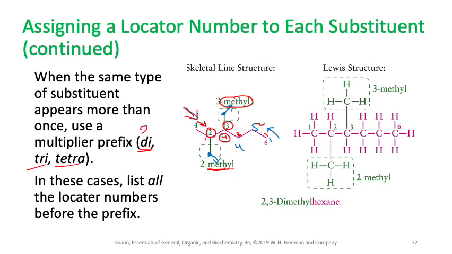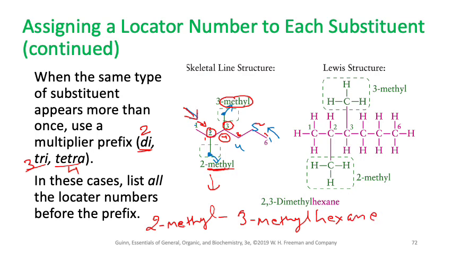Di means that substituent occurring 2 times, tri means 3, tetra means 4, right? So I can write this name something like this: 2-methyl, then parenthesis 3-methyl, and then how many carbon in total in the parent chain? 6 carbon, hexane, because these are alkane.